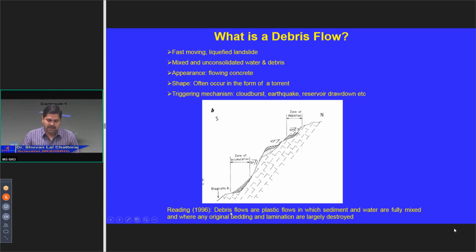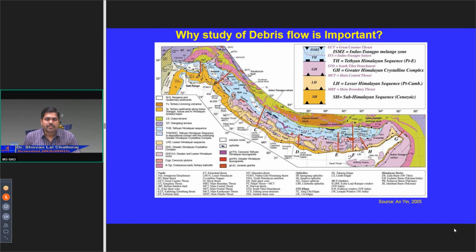Now Reading, the famous sedimentologist, has defined debris flow like this: debris flows are plastic flows in which sediment and water are fully mixed, and the original bedding or lamination present in the rock is largely destroyed, so that it cannot be recognized now.